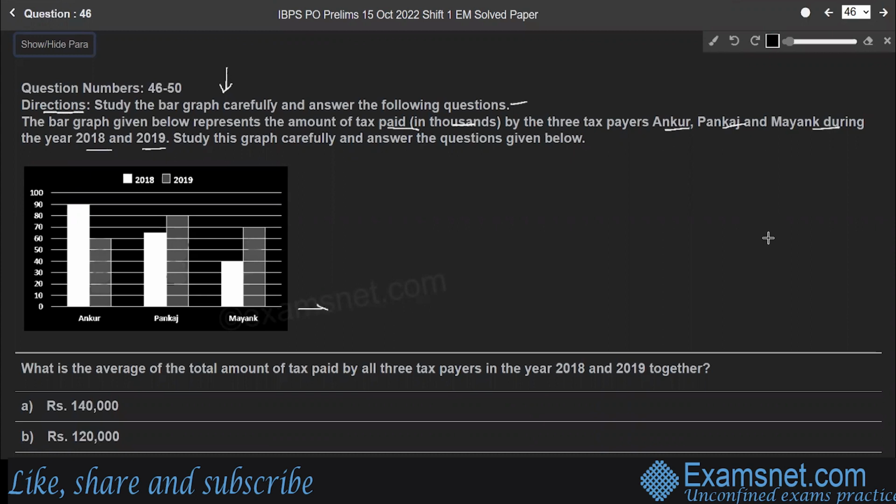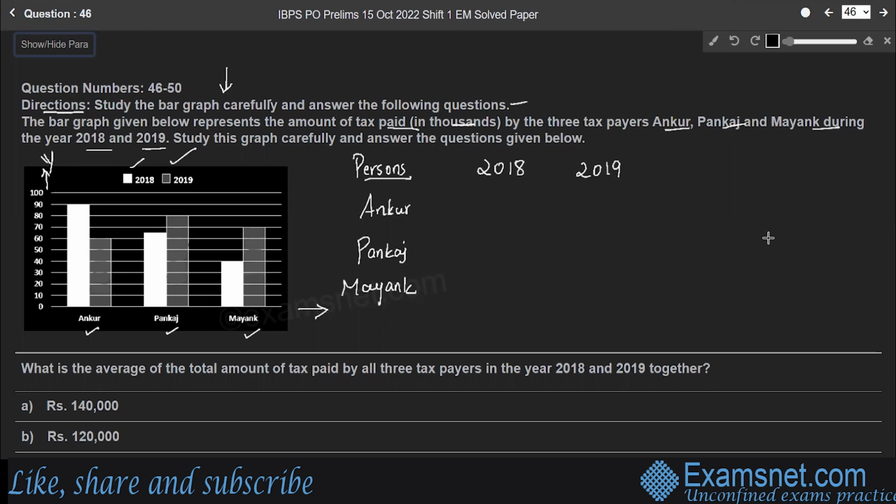Here along the y-axis, there are three persons, Ankur, Pankaj and Mayank, who paid taxes. So the paid amount is given along the y-axis, right? So let us make a table. Here persons are Ankur, Pankaj and Mayank, right? And they paid tax in thousands in two different years, 2018 and 2019. So we'll consider 2 years, 2018 and 2019.